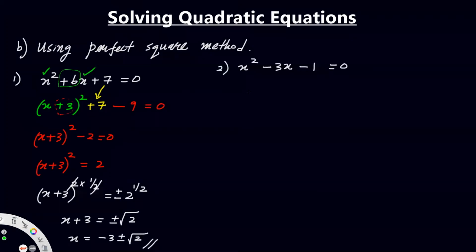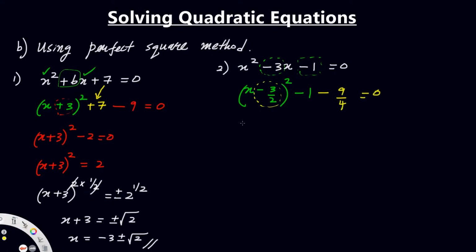Now we will talk about another question. Question number 2. You have x squared minus 3x minus 1 is equal to 0. Similarly, we take x and then we get half of this, which is -3 divided by 2, the whole thing squared. Then the -1 you have here is going to be copied. And then you always have to minus the square of this term, and that is going to be 9 divided by 4, is equal to 0.